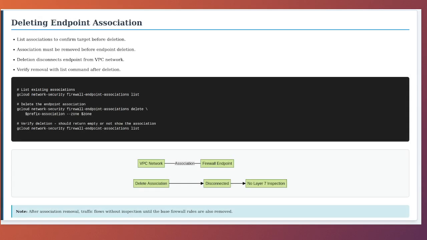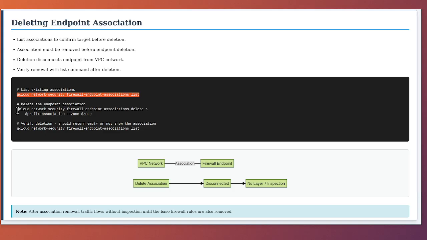Deleting endpoint association. The first cleanup step is removing the firewall endpoint association from your VPC. This disconnects the endpoint from your network and stops traffic inspection. Before deleting, list existing associations to confirm what needs to be removed.